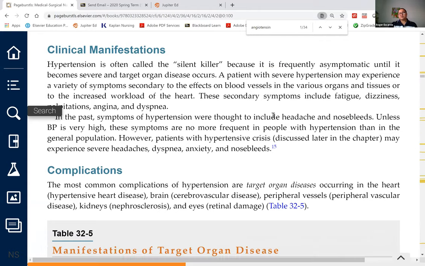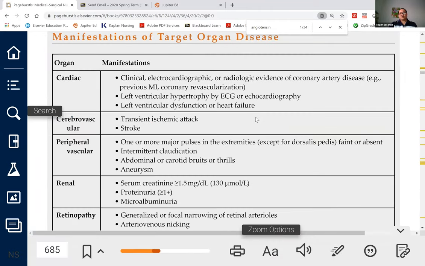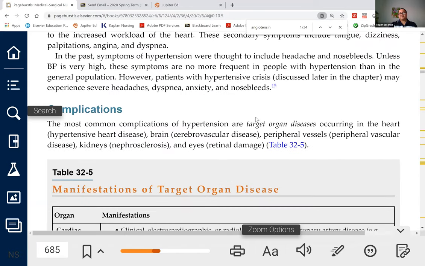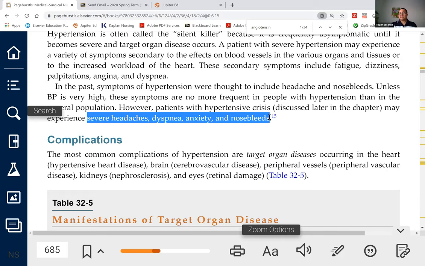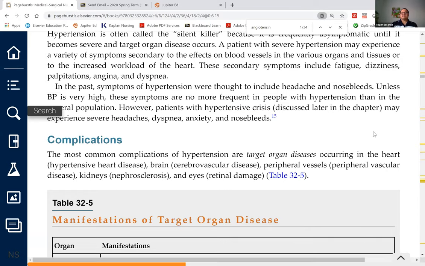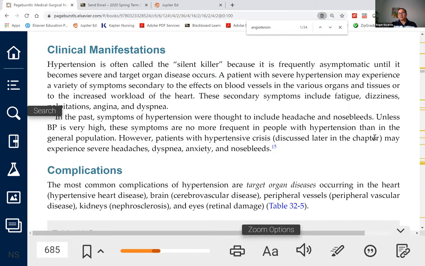So now the symptoms are fatigue, dizziness, palpitations, angina, and dyspnea. You also have pain in the back of the neck. Some are here: severe headaches, dyspnea, anxiety, and even nosebleeds, right? But again, these things occur typically when you have severe hypertension. So it's either severe hypertension or, worse, you're in a hypertensive crisis, right? So again, if you're at pre-hypertension or stage one, typically these patients don't have any symptoms.